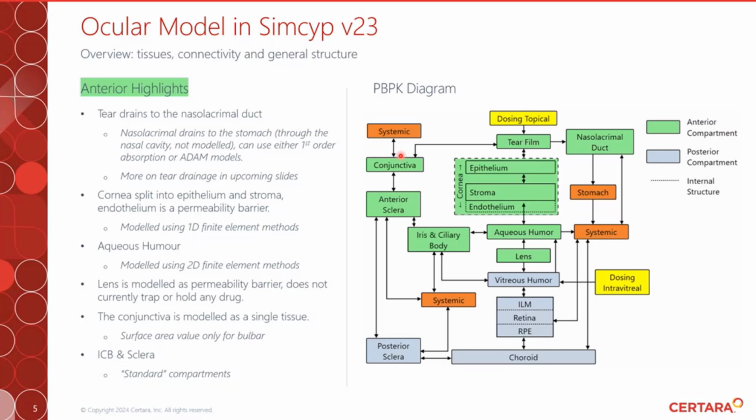The conjunctiva picks up quite a large amount as well, and then there's a cornea as well. The cornea we've split up into two subdivisions and subtissues, being the epithelium and stroma. And I'll get into the details in a couple slides here, just about how we've dealt with the permeability barriers that are involved in the cornea, as well as other physical phenomena in the aqueous humor, trying to model that using finite elements.